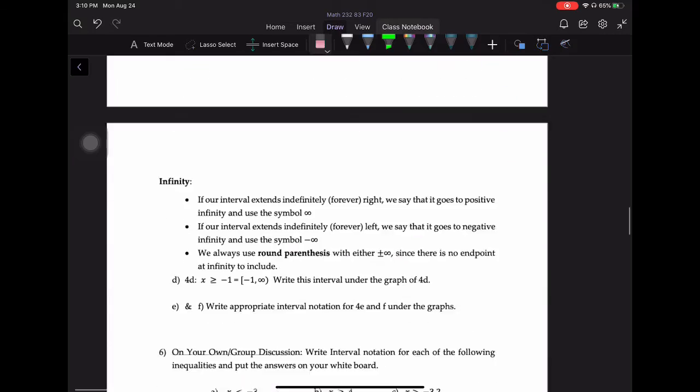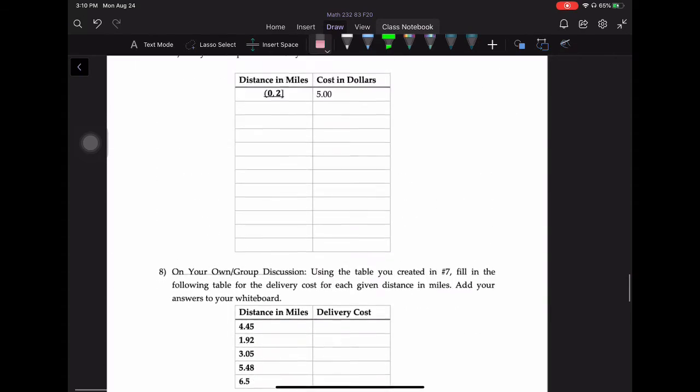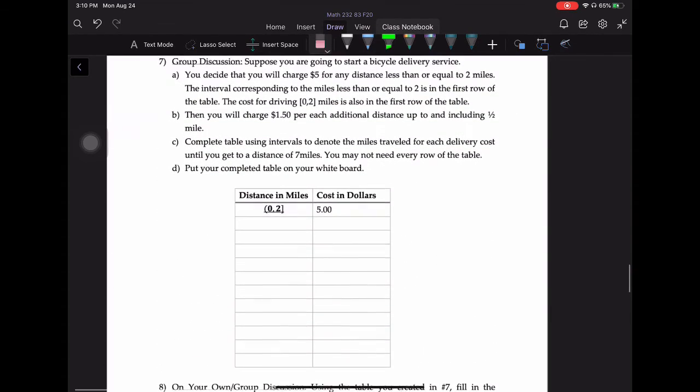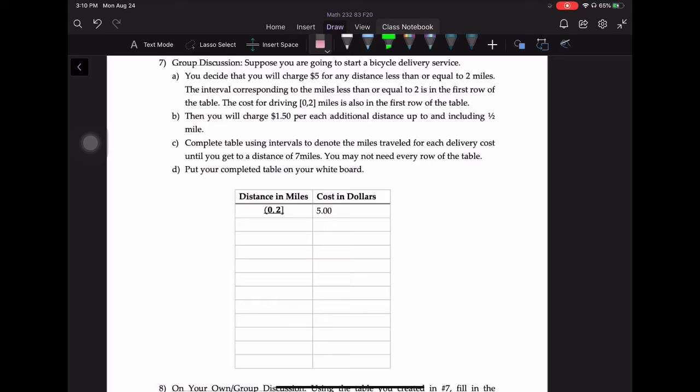Moving on down to the problem with the mileage. So here we're talking about the cost for driving 0 to 2 miles in the first row. You're going to charge for any distance less than or equal to 2 miles, and greater than 0 miles. So you're not going to charge for not going anywhere, okay? That is what's represented here, and it's a price of $5.